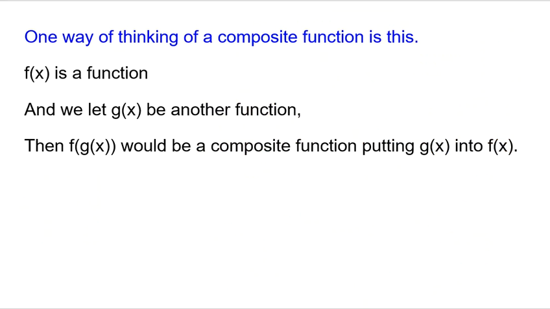All right, so one way of thinking of a composite function is this. f of x is a function, and let's let g of x be another function. So we could literally take g of x and plug it into f of x. So g of x would be a composite function, literally putting g into f of x. Again, you should have done this in Algebra 2, and we even talked about it a couple months ago in pre-calc as well.